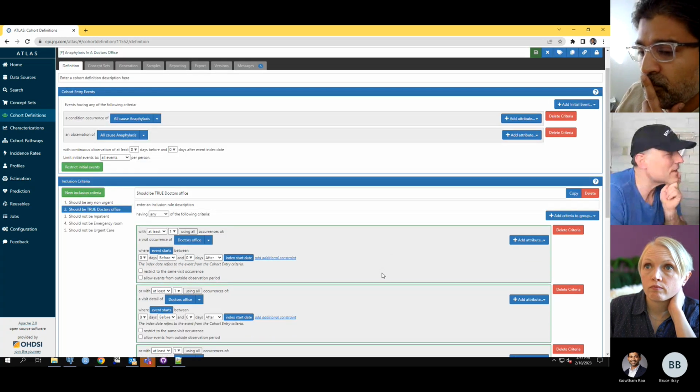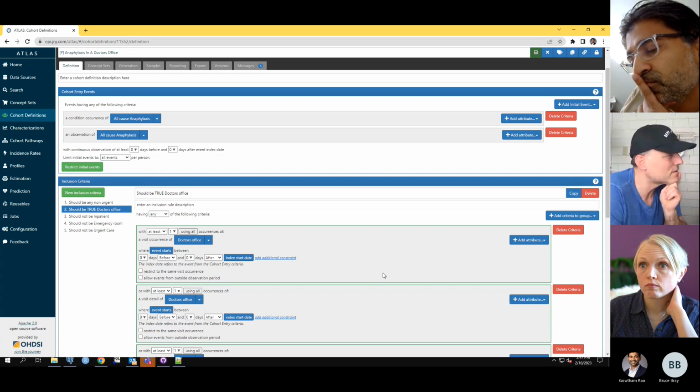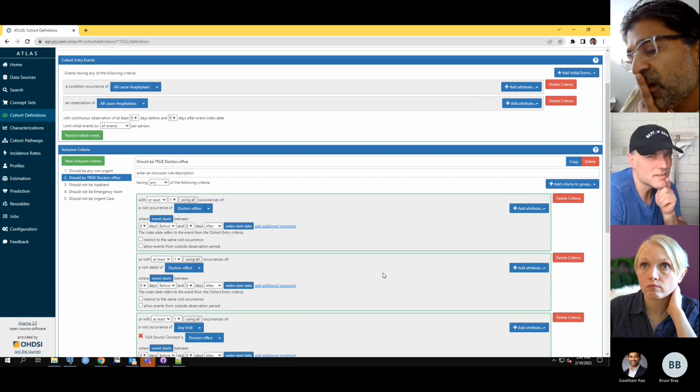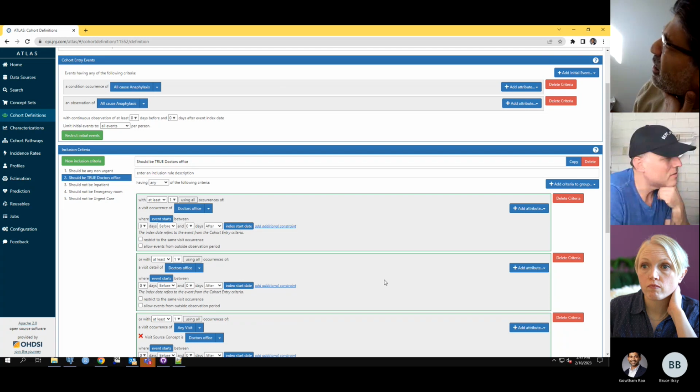Gowtham, when I look on Athena, I can't even seem to find a visit detail. Where do you find the allowed types for visit detail? It's the same concepts as the visit domain. Because it is part of the visit domain, it's identical to visit occurrence.